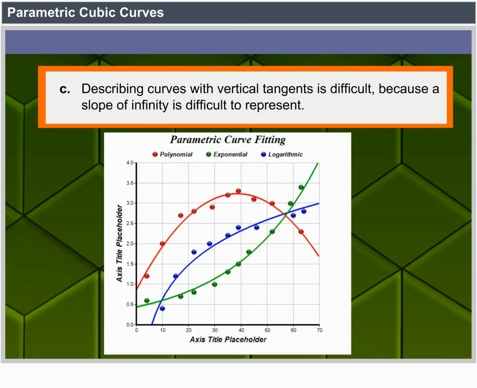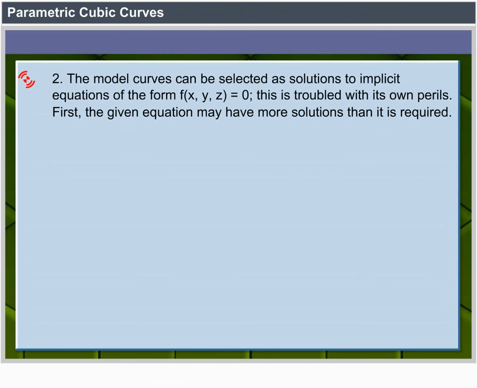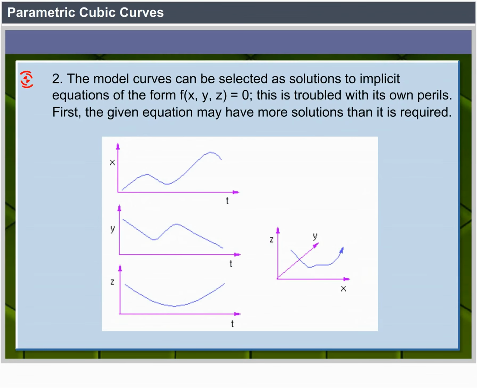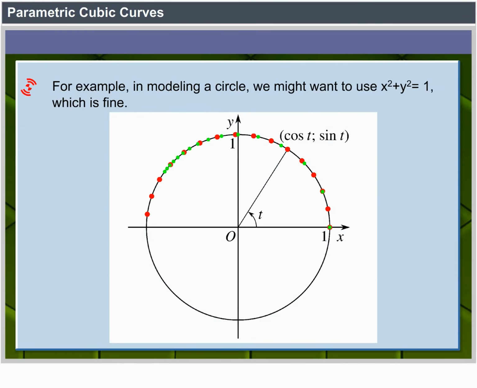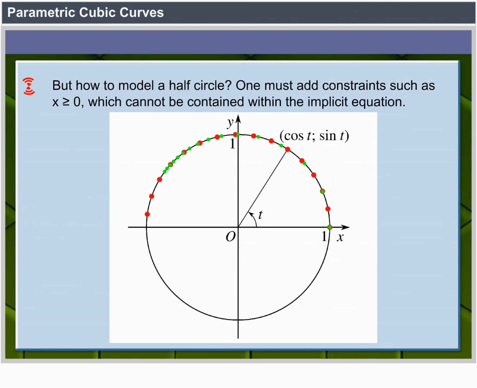We can choose to model curves as solutions to implicit equations of the form f of x, y, z equals 0. This is fraught with its own perils. First, the given equation may have more solutions than we want. For example, in modeling a circle, we might want to use x squared plus y squared equals 1, which is fine. But how do we model a half circle? We must add constraints such as x is greater or equal to 0, which cannot be contained within the implicit equation.